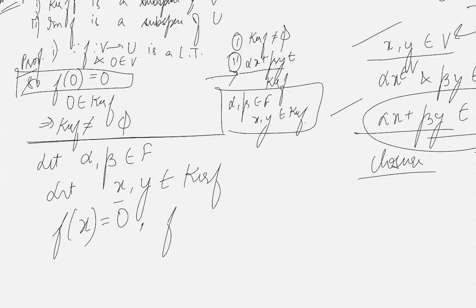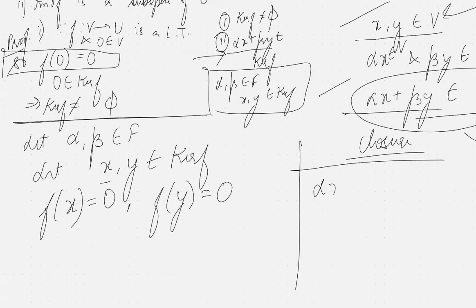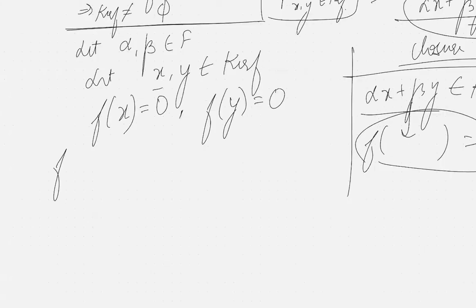So now, thinking backward, we have to show that alpha x plus beta y belongs to kernel F. This will be an element of kernel F if f of this element is equal to 0. So let's prove this thing. Let's start with f of alpha x plus beta y. We have to prove this thing equal to 0.